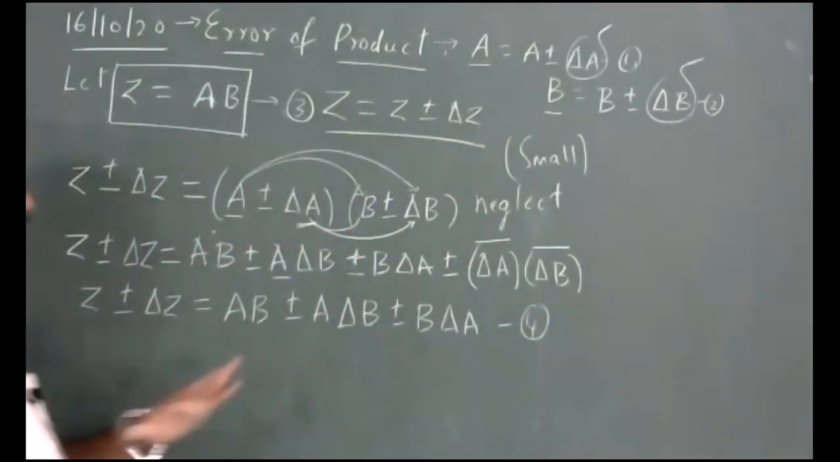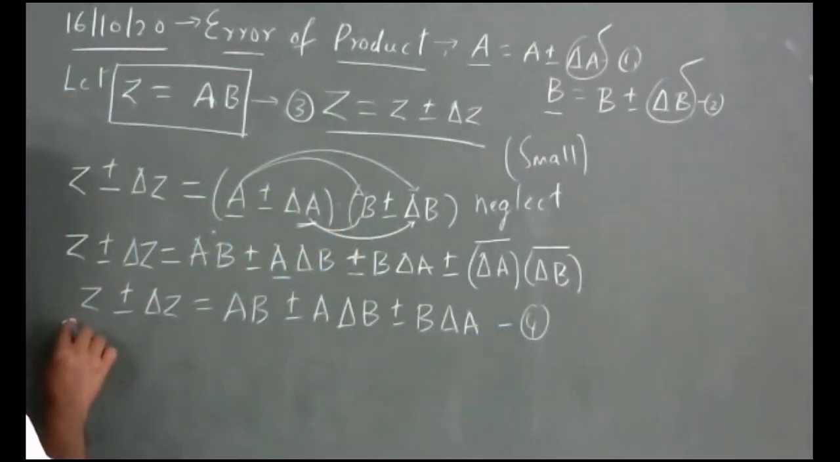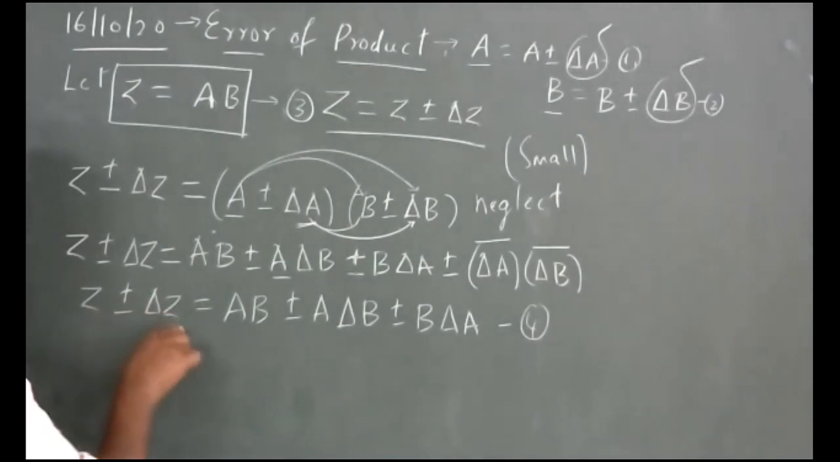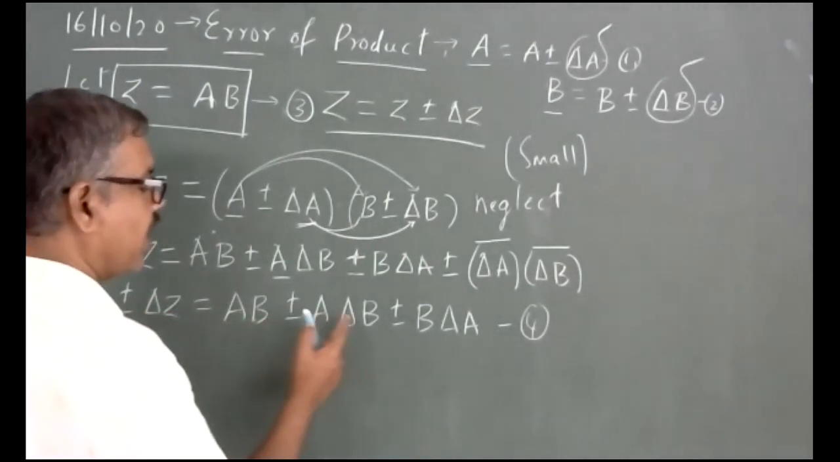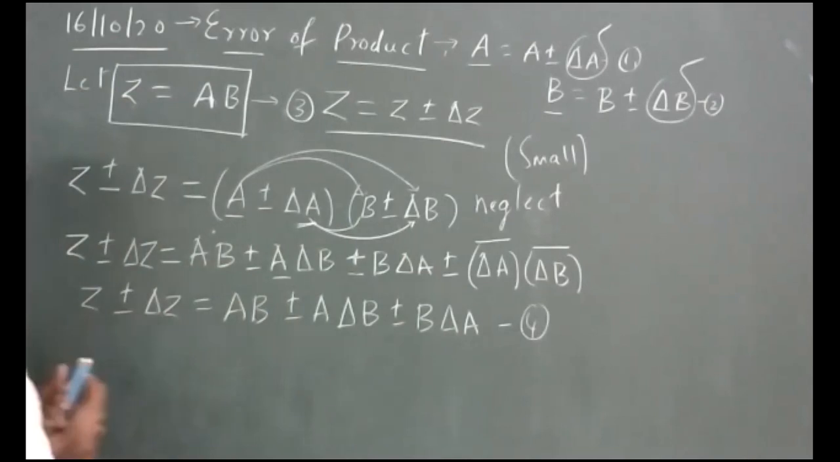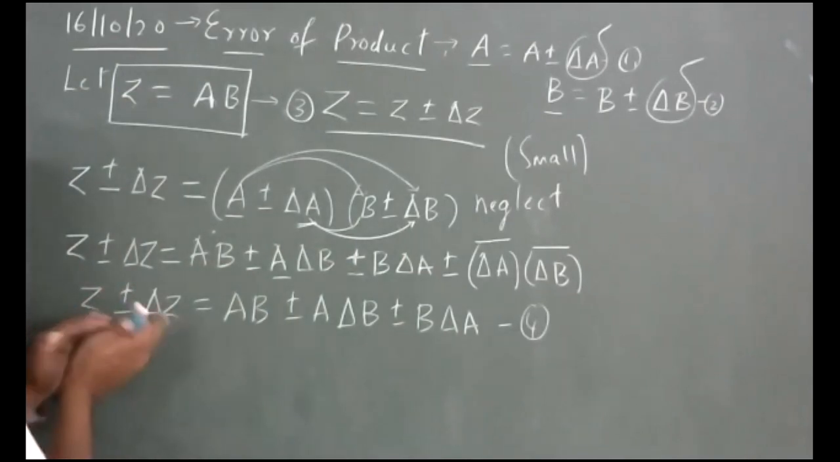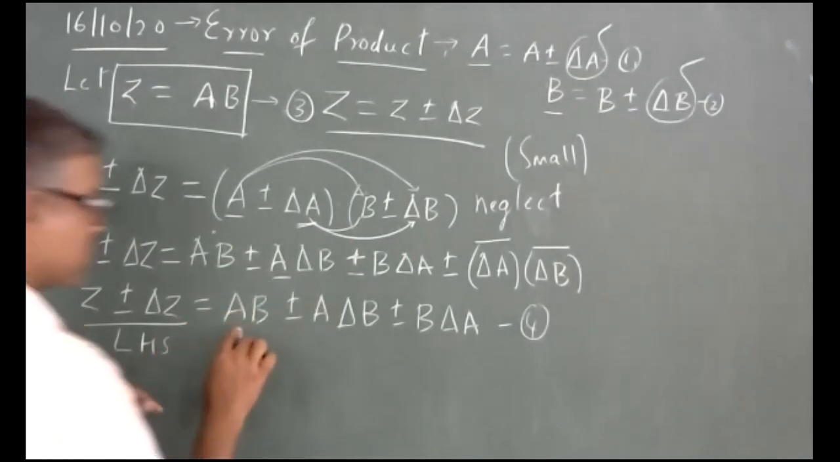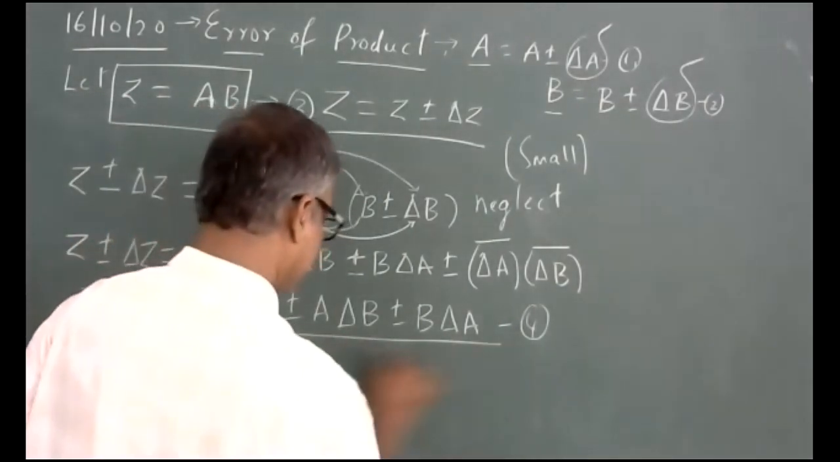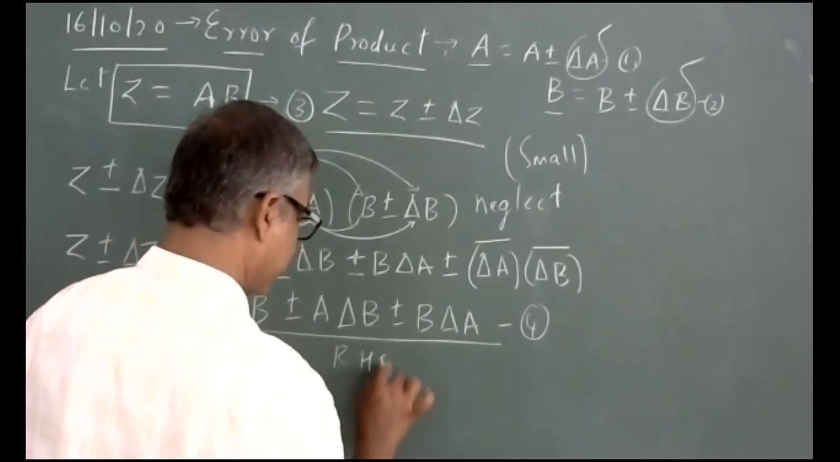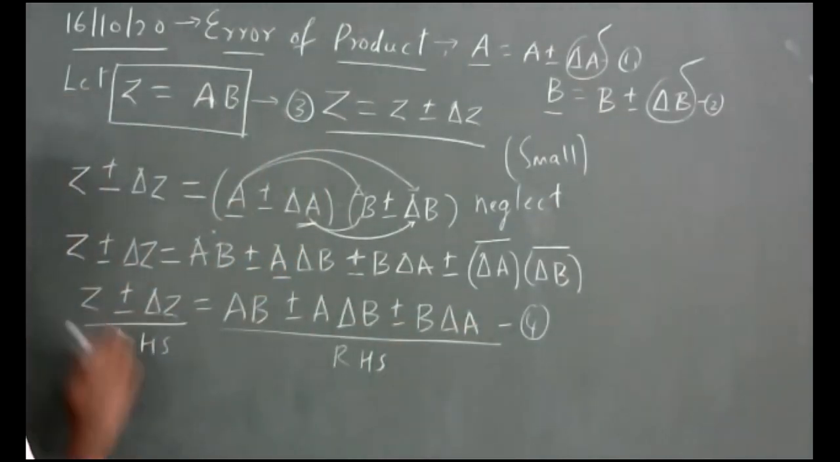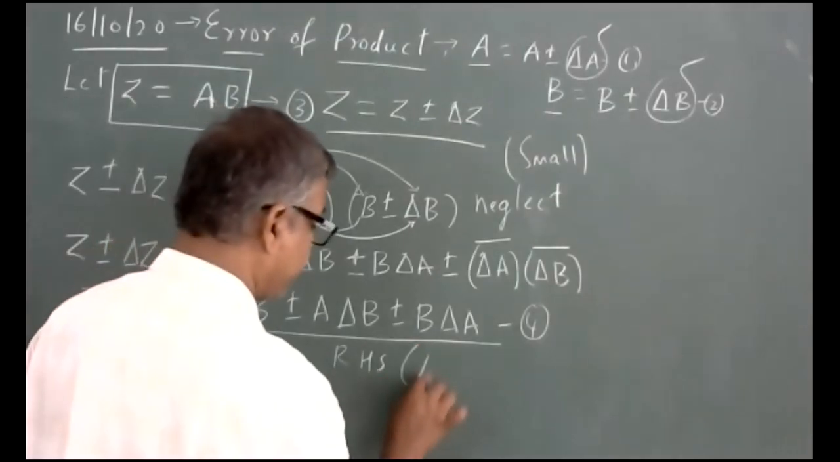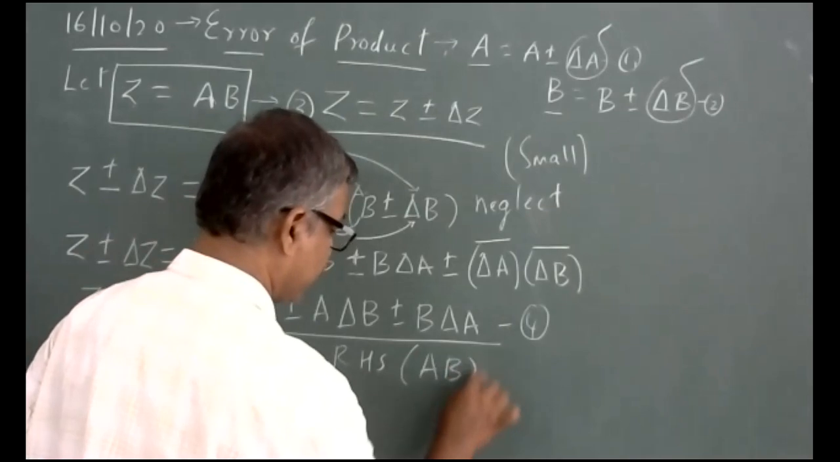When you look at equation 4, you can notice on the left hand side you have Z plus or minus delta Z. On the right hand side you have A, B and delta A, delta B. Next, I'm going to suggest this is called the left hand side of equation 4. This is called the complete right hand side of equation 4. Now what I will do: the left hand side is divided by Z, the right hand side is divided by AB. I hope you can understand.